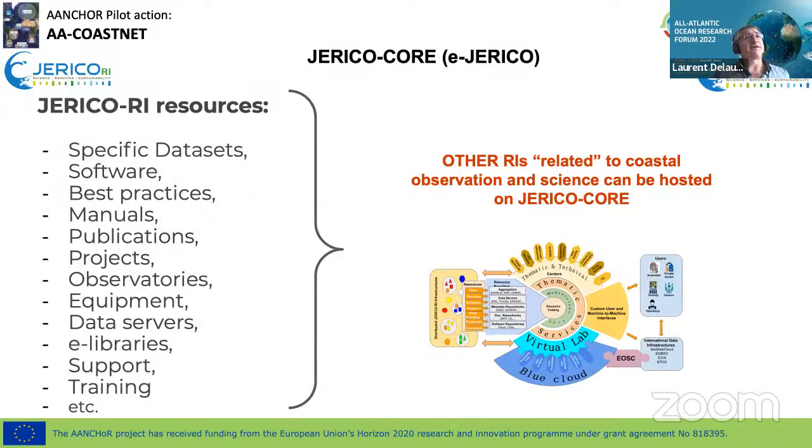The JERICO Research Infrastructure resources can be specific datasets, software that we can use to do specific data treatment, best practices, manuals for specific equipment dedicated to coastal observation, publications, projects, observatories, equipment, data servers, e-library, support, training, etc. And other resources related to coastal observation and science can be hosted on what we call the JERICO-RI.